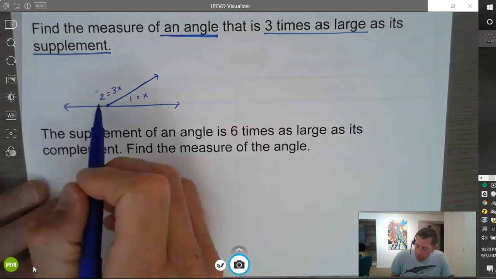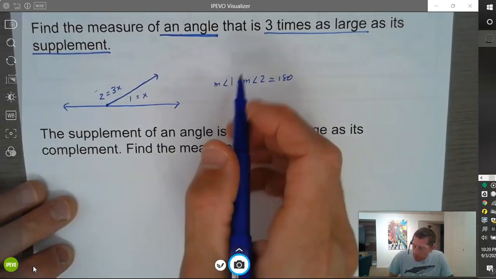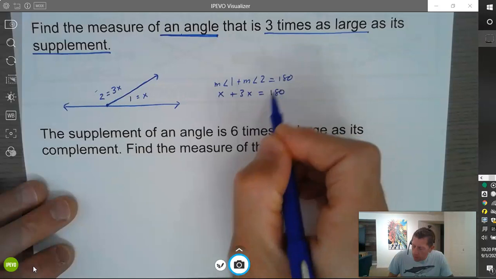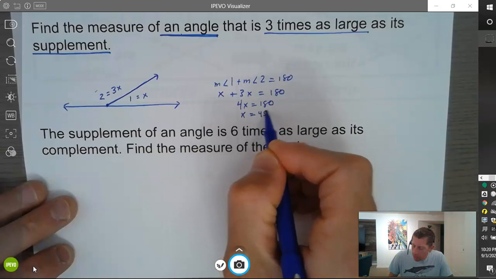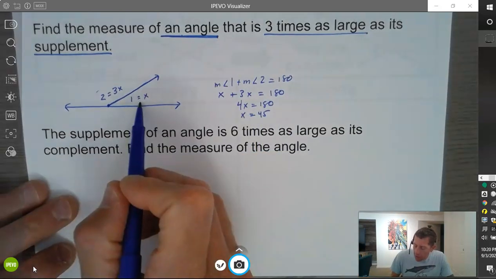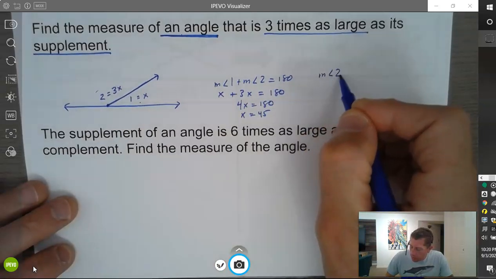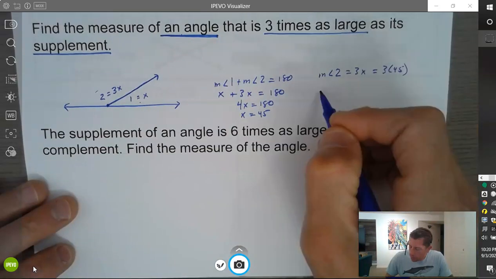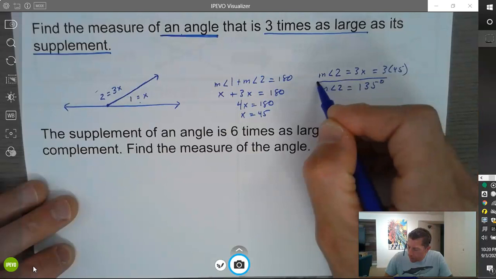Now, if we look at both of these things, we can say that the measure of angle 1 plus the measure of angle 2 equals 180 degrees. Then we substitute in and we say x plus 3x equals 180. 4x equals 180, x equals 45. But we're not trying to solve for x. We're trying to solve for the larger angle. So then the measure of angle 2 equals 3x, which also equals 3 times 45. So the measure of angle 2 is equal to 135 degrees.